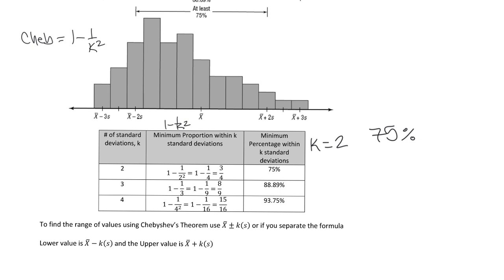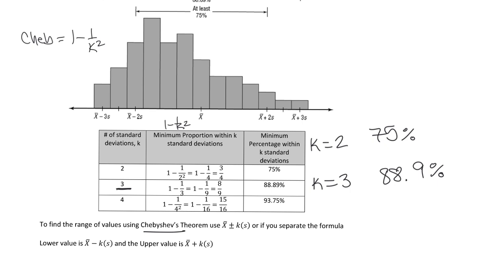If k was equal to 3, which is shown right here, it would be 1 minus 1 over 9, which would be 8 over 9, which would be approximately 88.9%. And then for 4 standard deviations, of course, it would be 1 minus 1 over 16, which would be 15 over 16, which would be 93.75%.